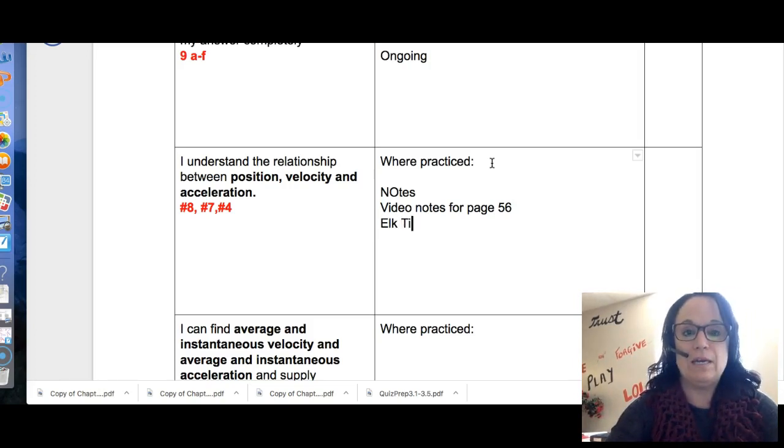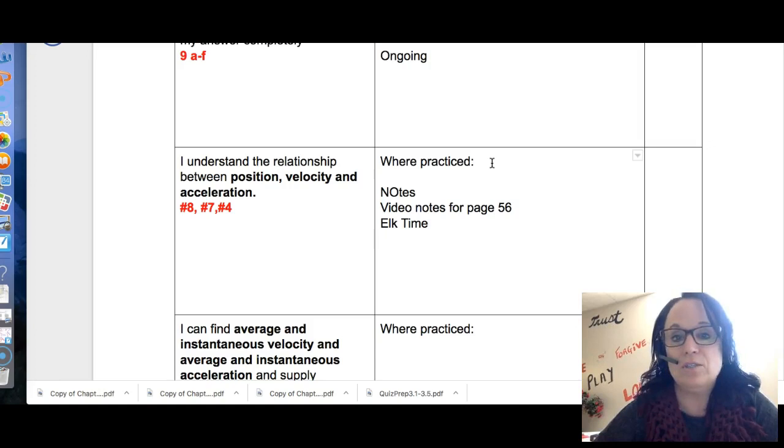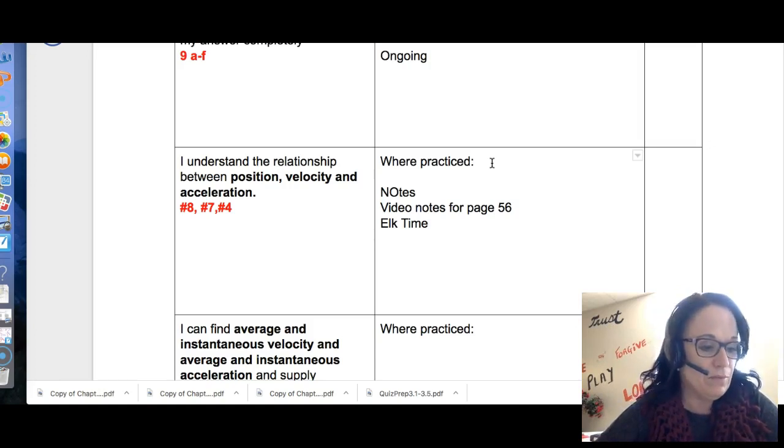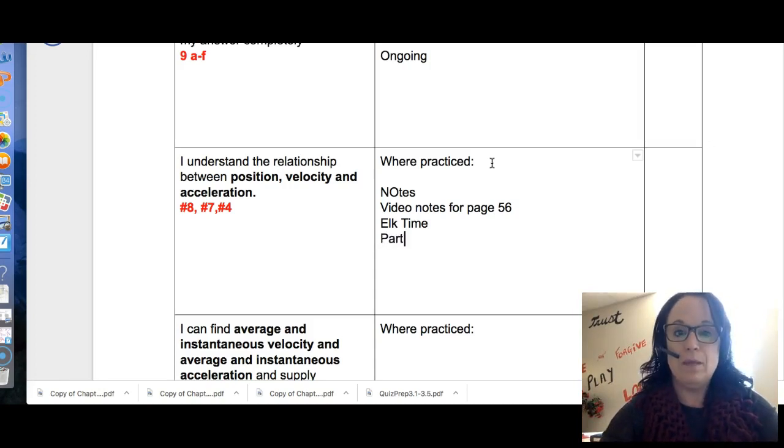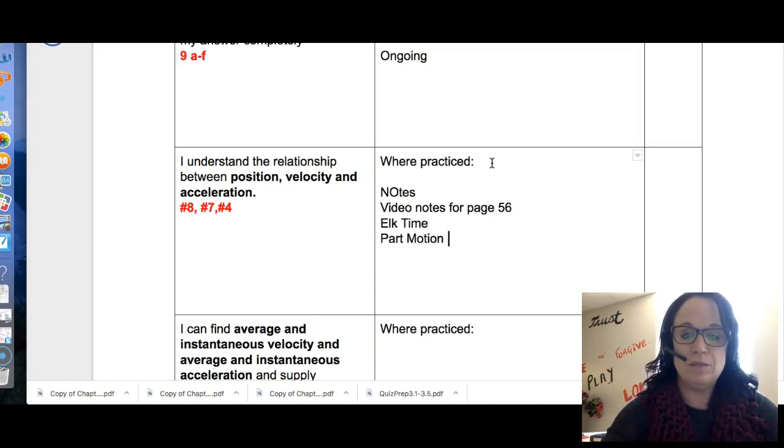I also did it in Elk Time. Now, don't put Elk Time if you didn't go to my Elk Time, where we actually did that one on page 56. Only put the Elk Time if you went to it, but some of you did. We also had the particle motion test question, which you got back.